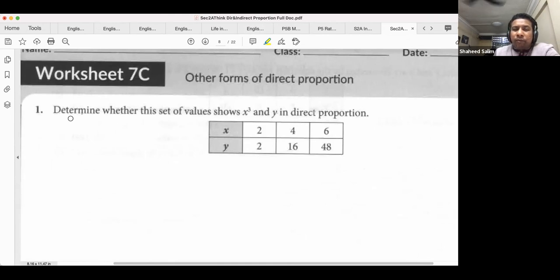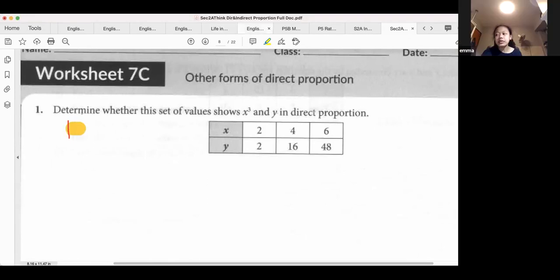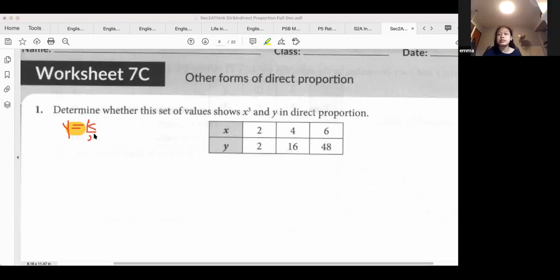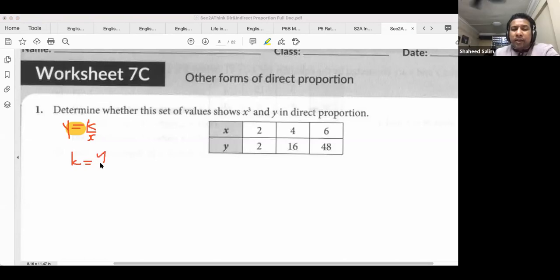What is the test for K for direct proportion? Y equals kx. Okay, good. Y equals kx, that's the equation. What's the formula for K then? K equals y over x. Good. So in this case, there's an x cubed, so it's K equals y over x cubed.